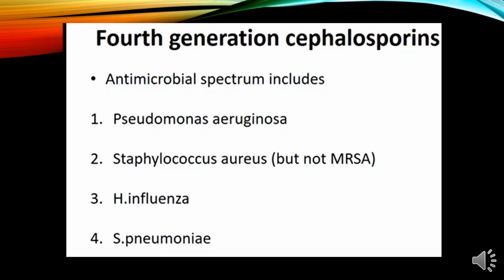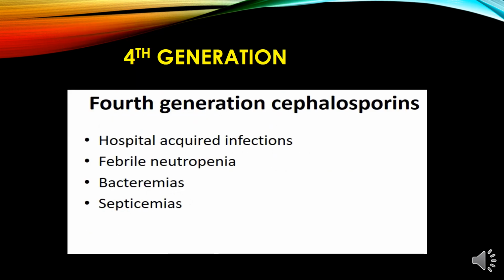Fourth generation cephalosporins, their spectrum includes Pseudomonas, Staph aureus, H. influenzae, and Streptococcus pneumoniae. And an important thing is that it does not cover MRSA. Which generation is covering MRSA? Fifth generation. Fourth generation cephalosporins are used in hospital-acquired infections, febrile neutropenias, bacteremias, and septicemias.